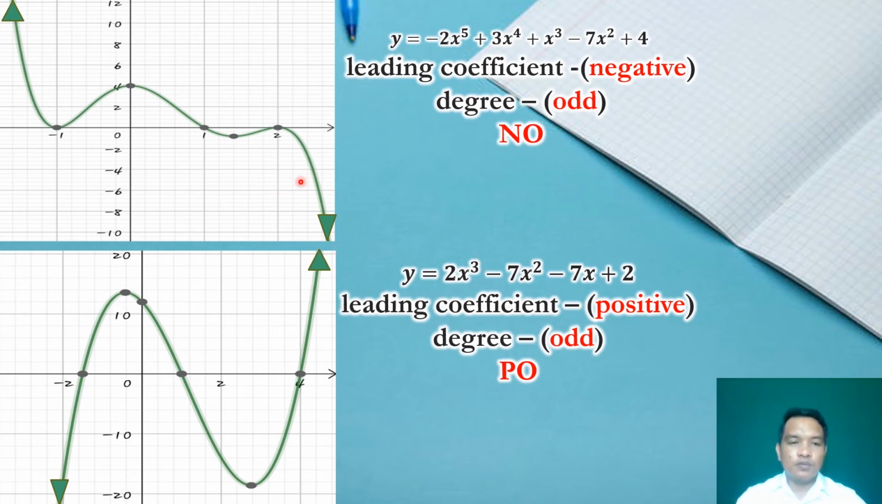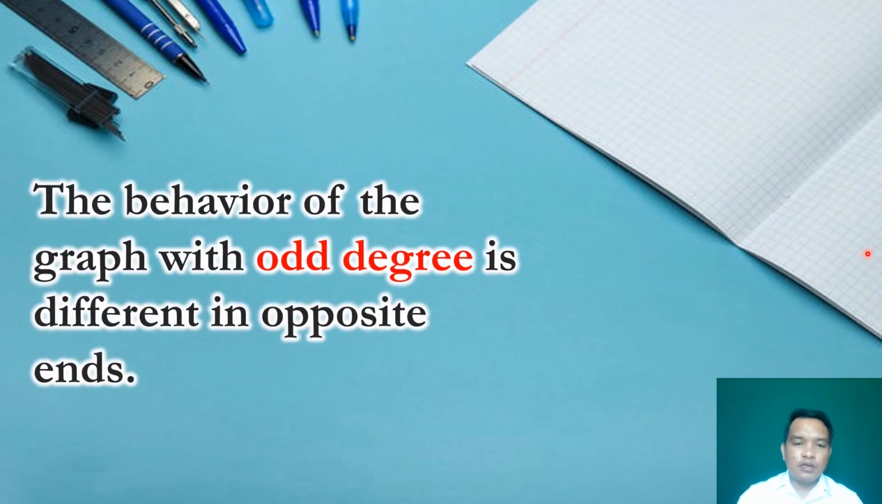Magkabilang end. So kung dito ay rising, sa kabila naman ay falling. Kung dito ay falling, sa kabila naman ay rising. So, therefore, the behavior of the graph with odd degree is always different in opposite ends. Kapag may odd degree ka, kapag sa left ay rising, sa kabila naman ay falling. Sa left ay falling, sa kabila naman ay rising. So, yun ang behavior ng graph with odd degree.